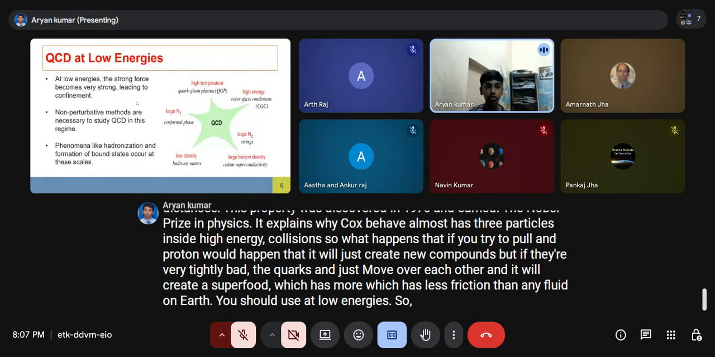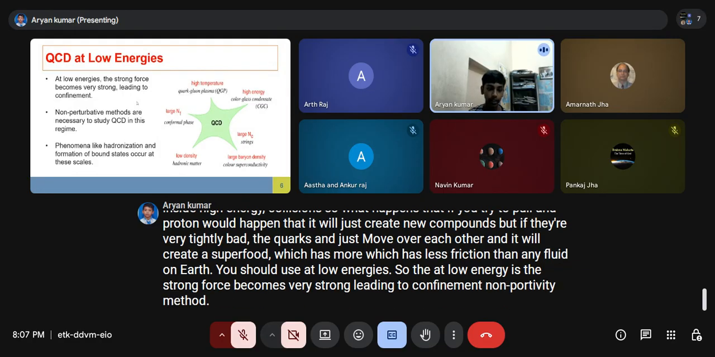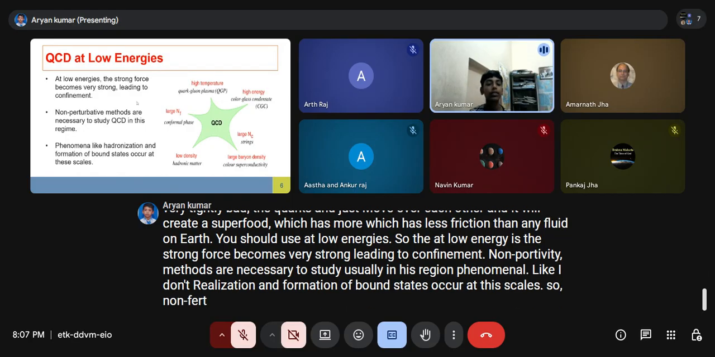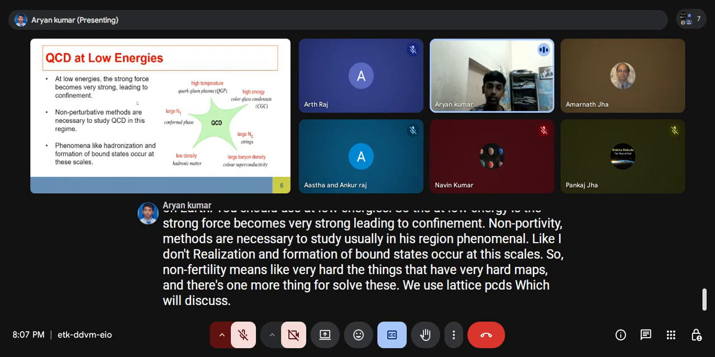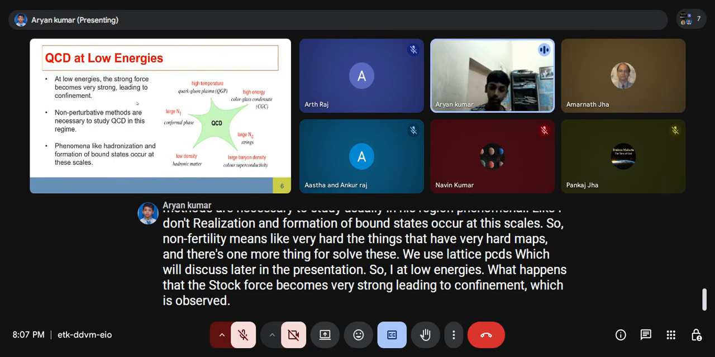QCD at low energies. At low energies, the strong force becomes very strong, leading to confinement. Non-perturbative methods are necessary to study QCD in this region. Phenomena like hadronization and formation of bound states occur at these scales. So non-perturbative means things that have very hard maths. And to solve these, we use lattice QCD, which we'll discuss later in the presentation. So at low energies, the strong force becomes very strong, leading to confinement, which is observed in a hadron.